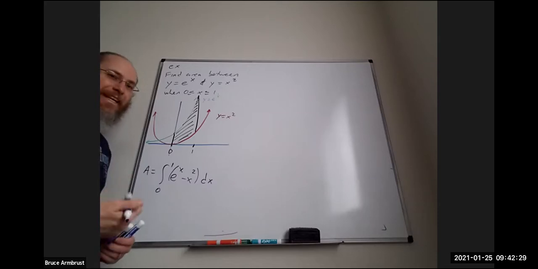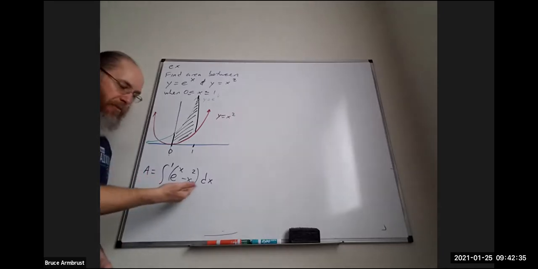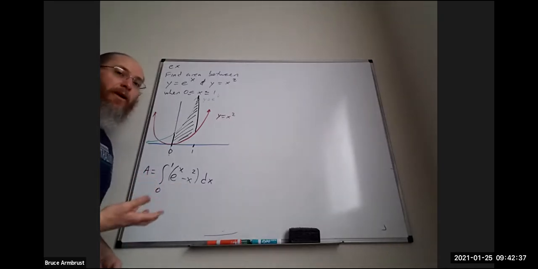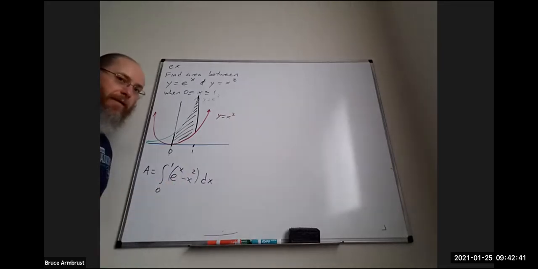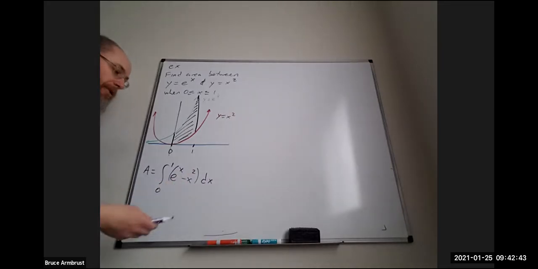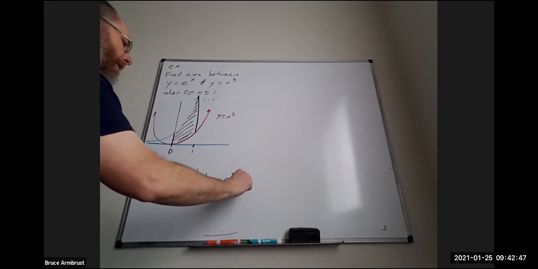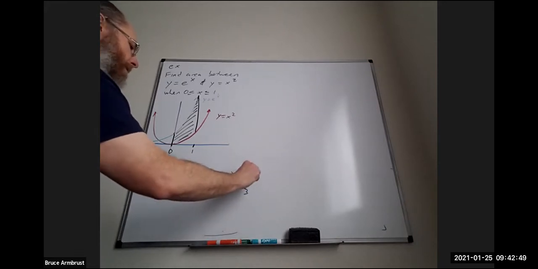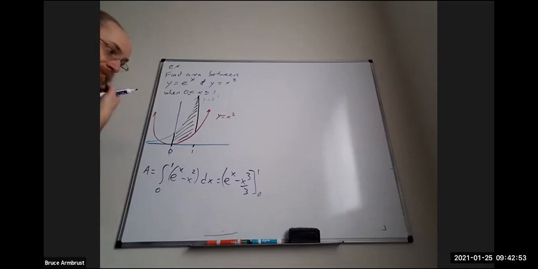So hopefully you can see that this is not that much crazier than what we did before. The setup is barely any more. And in fact, now that we want to anti-differentiate, it just means we have more things that we're anti-differentiating. It doesn't really affect much. So this is going to be e to the x minus x cubed over 3, evaluated at 0 and 1.